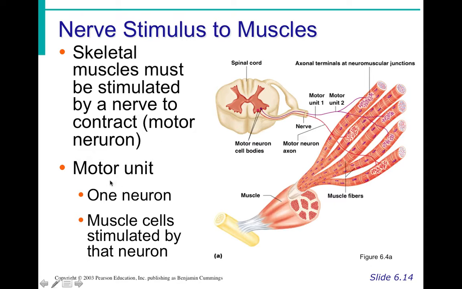And a motor unit is how many muscle cells are stimulated by one neuron. So one neuron can stimulate a couple muscle cells. This purple motor unit 2 right here ends at 1, 2, 3 muscle cells. Okay? Motor unit 1 is red. He ends at 1, 2 muscle cells. Not a big deal. So motor unit 2 will make these 3 muscle cells contract. Motor unit 1 will make these 2 muscle cells contract.